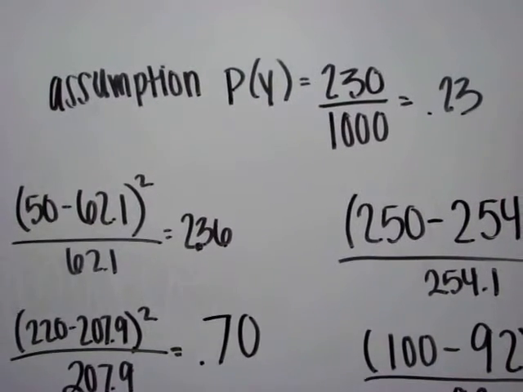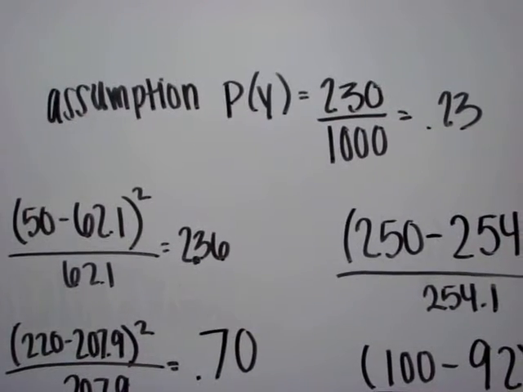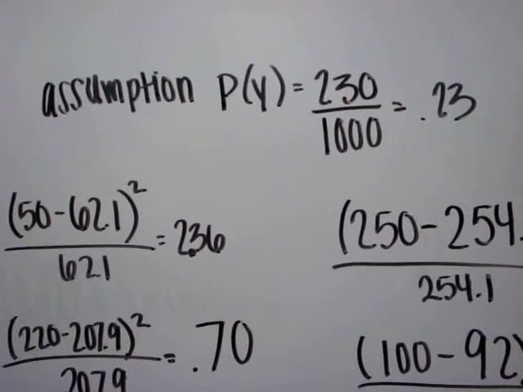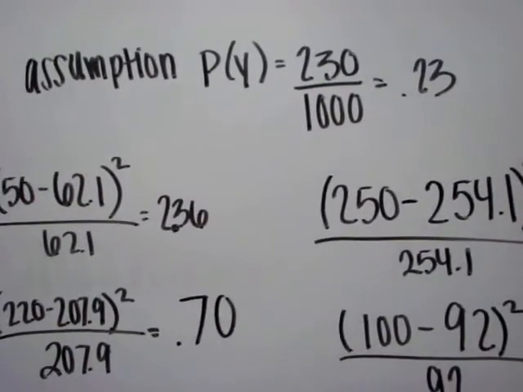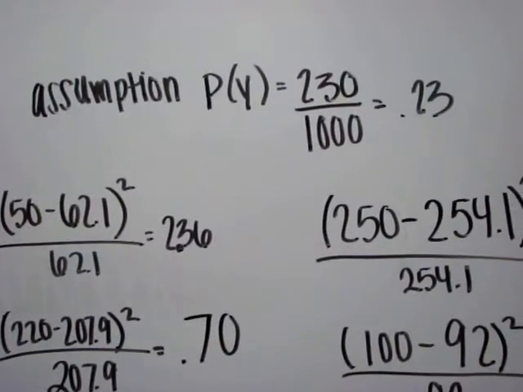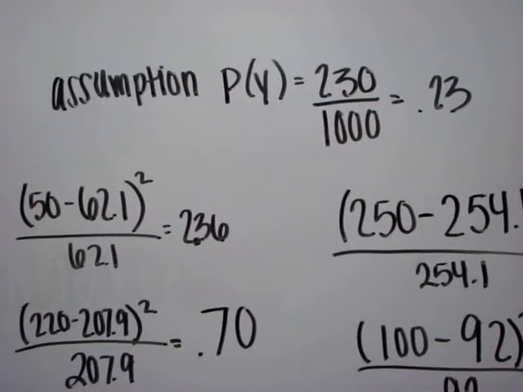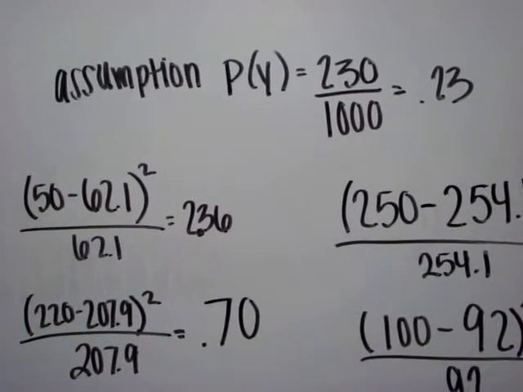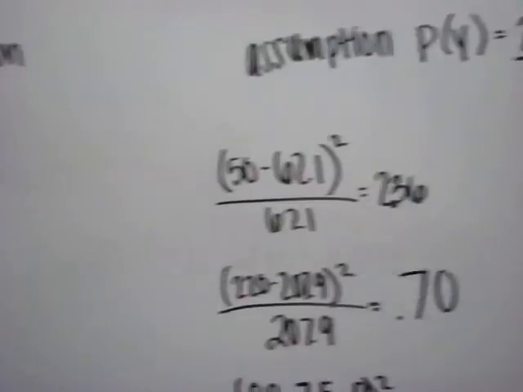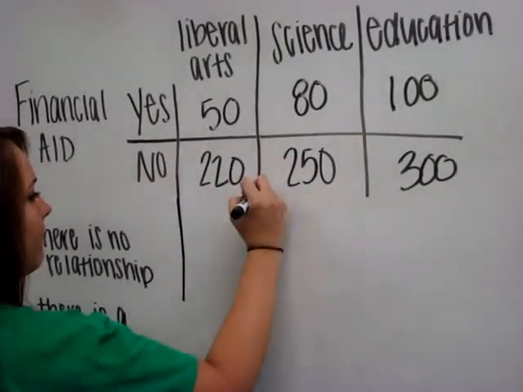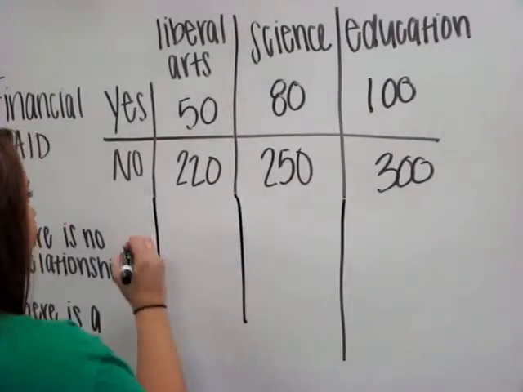The assumption is the probability of receiving financial aid, which is 230 over 1,000. The proportion then is 0.23. We will then use 0.23 to multiply the statistics in our table to calculate our expected values. The best way to do this is to add sections to the two-way table for your expected scores. It's important to understand we are assuming 23% of students will get financial aid regardless of their major chosen.